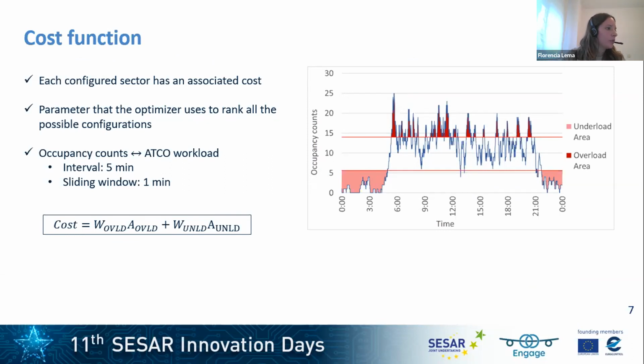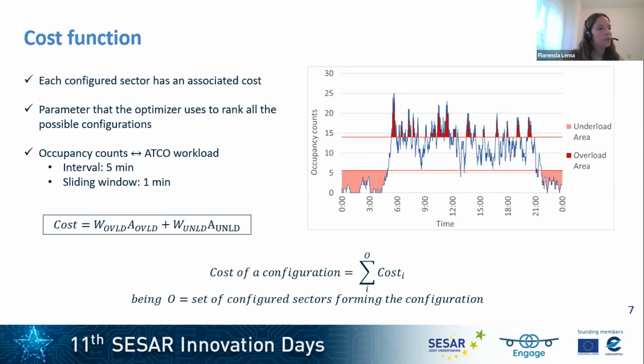The equation to obtain the cost for each configured sector is a weighted sum of two terms. First, we have the overload area in bright red in this figure that represents excess of a controller's workload. And then we have the underload area in light red that represents low levels of controller's workload. The objective would be to minimize both areas, but we'll always give more weight in this equation to the overload area because we consider it more safety critical.